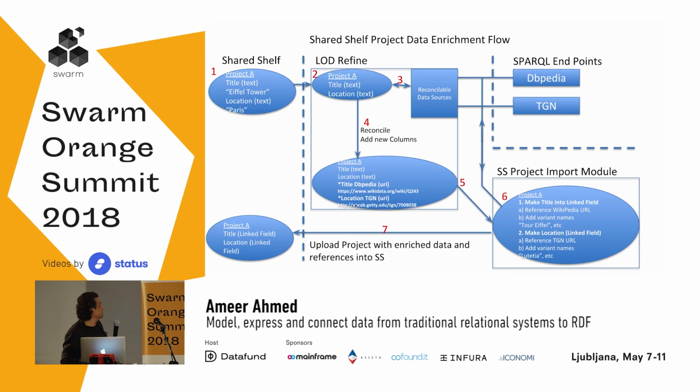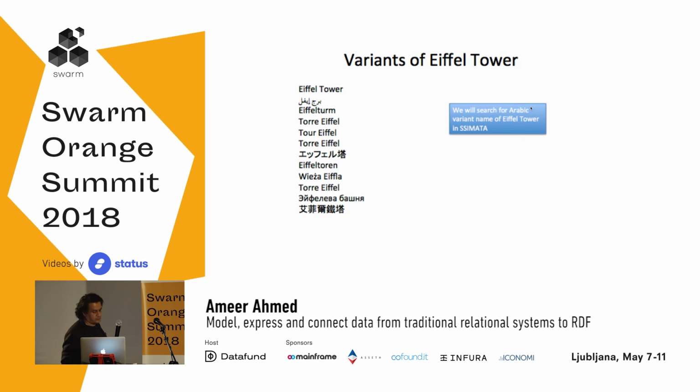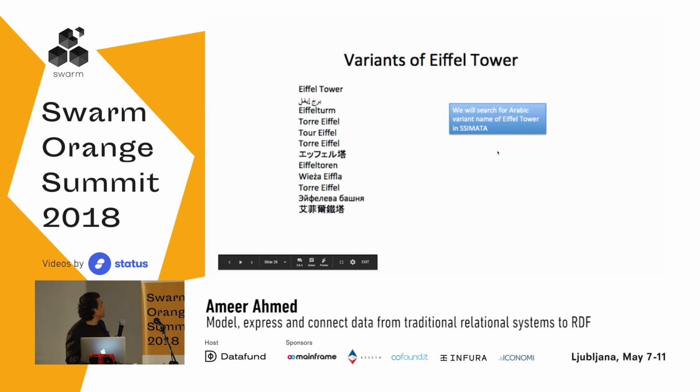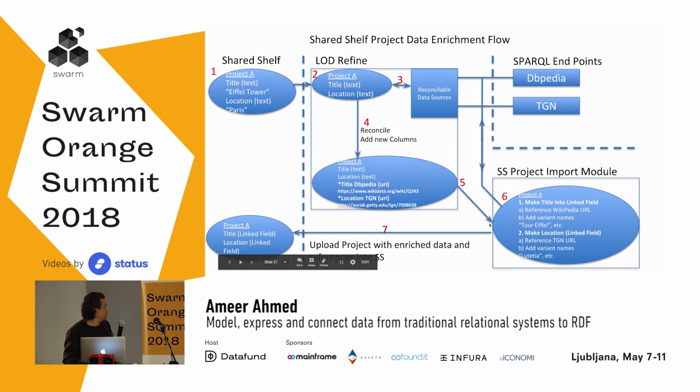Once you reconcile, you can see it picks up a match to that resource, and then we go back to that resource and get additional information. Once you've made the link to Eiffel Tower, you can get all the variant names for the Eiffel Tower. This is just one example. And once you've got all the variant names, you can upload that data back into Shared Shelf. This is a use case of using linked open data: being able to search your own data with other people's information.